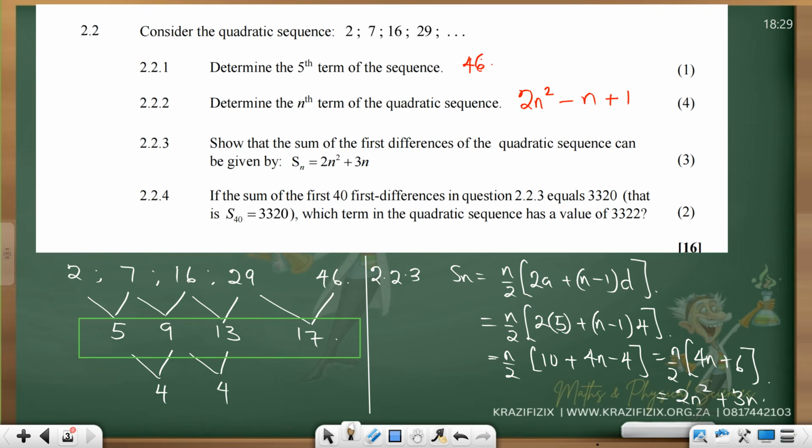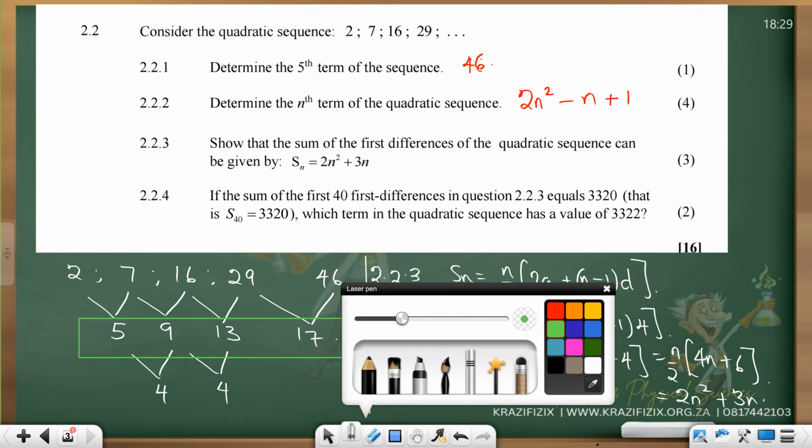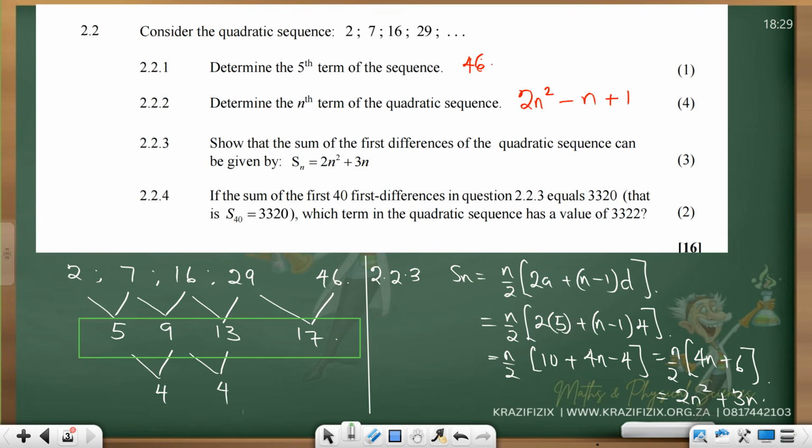Okay, guys, 2.2.4 is where I want to pause a little bit. If the sum of the first 40 differences in question 2.2.3 equals 3320, that is S40. Can I just show you something here? Look at what the examiner is telling you here. It's a very simple thing. Guys, let's use simple numbers.